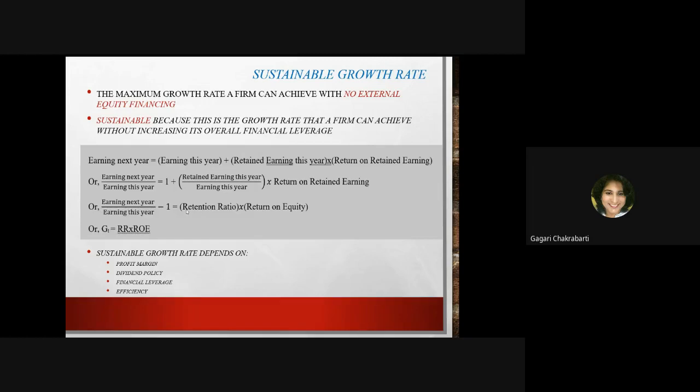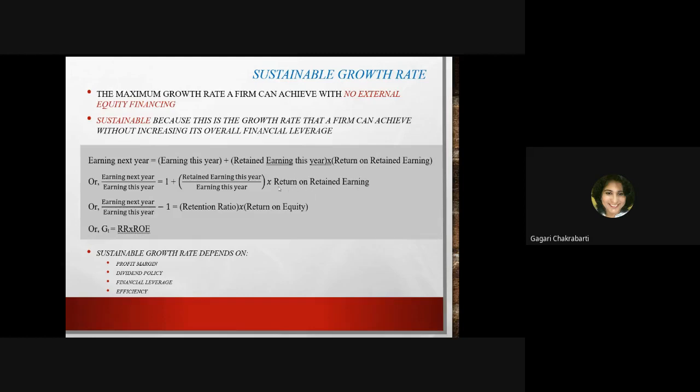So come to the right hand side, this part becomes retention ratio. We have taken the one to the left hand side, so that makes it the growth rate. It is nothing but earning next year minus earning this year by earning this year, so it's the growth rate. And here you have the retention ratio times the return on retained earning.